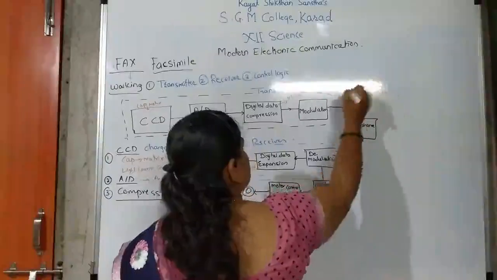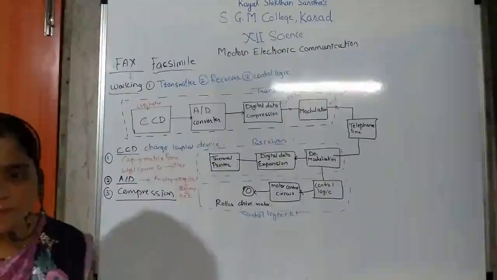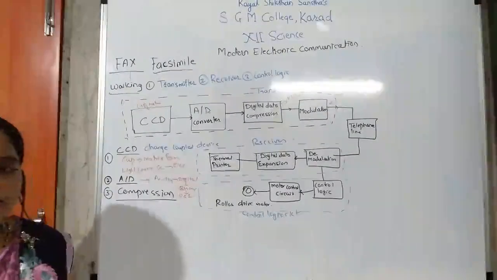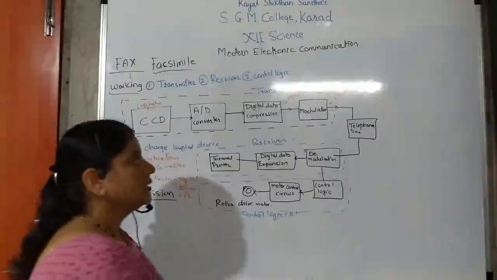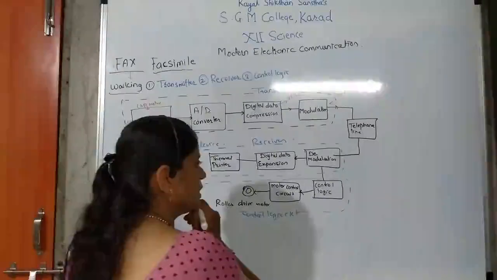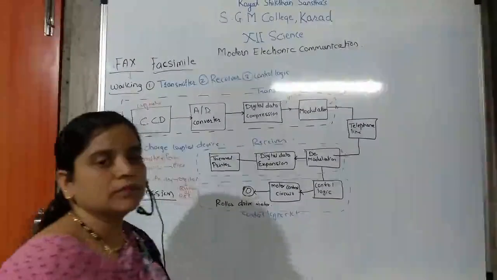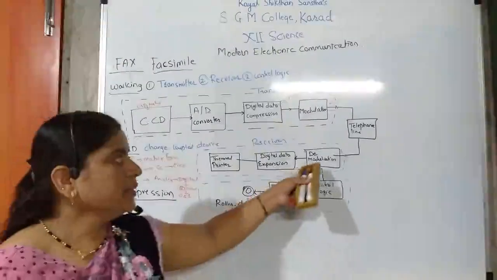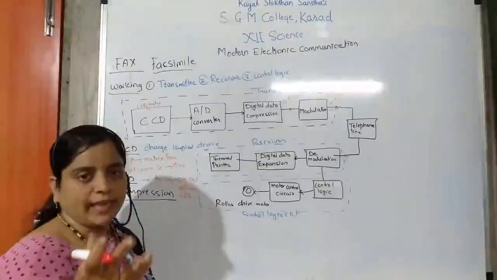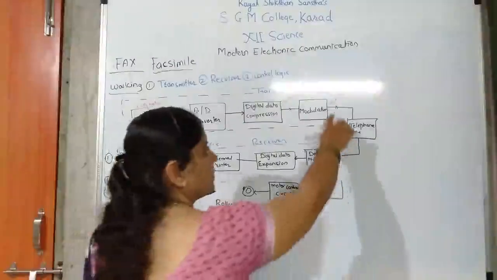Carrier signal is added in modulation and it gives to the telephone line. The telephone line takes the signal from modulation and gives it to the demodulation. So in demodulation, what happened? The original signal is added with the carrier signal so that the data can be sent over the telephone lines.